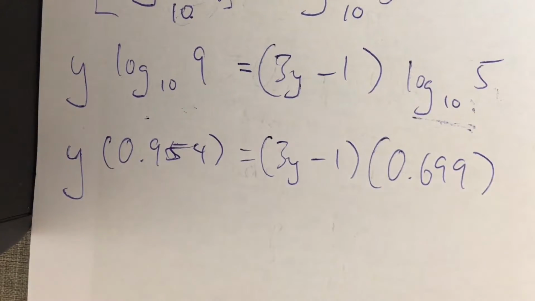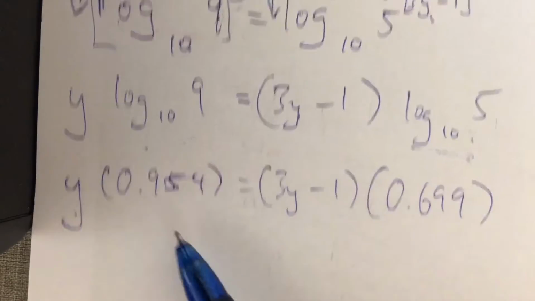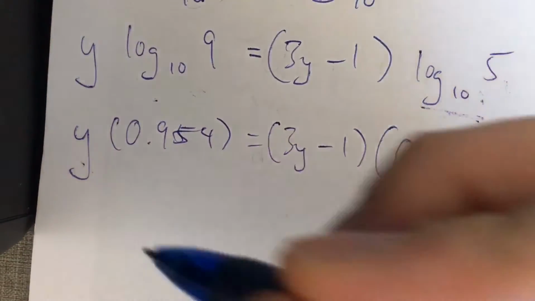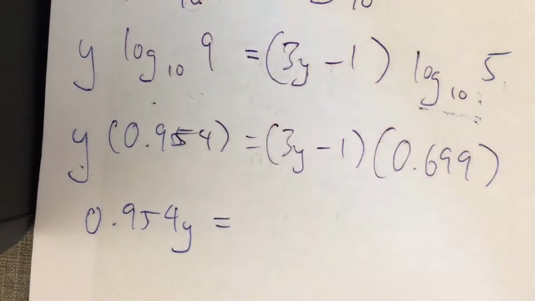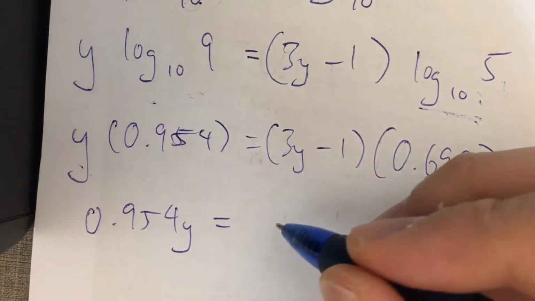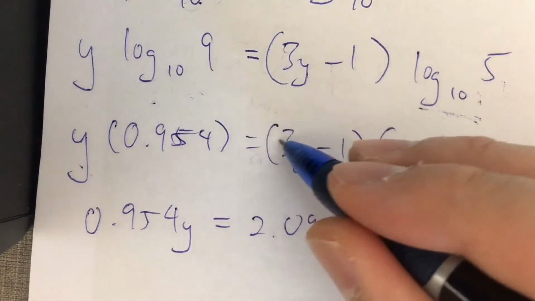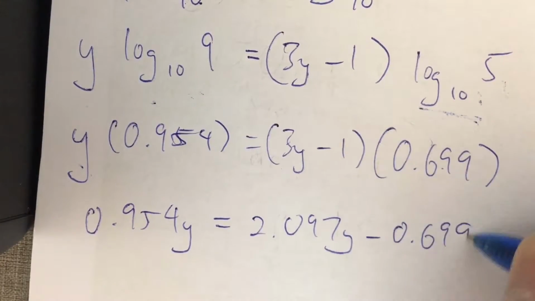Okay, so you see the pattern here already or not? You see how you want to solve for y or not? They ask you to find y. Sorry, I should have mentioned that earlier. They're asking you to solve for y. So you just do this, just multiply it in, you can solve it already. 0.954y equals 2.097y minus 0.699, because this one times this one, and then this one times this one becomes this, right?